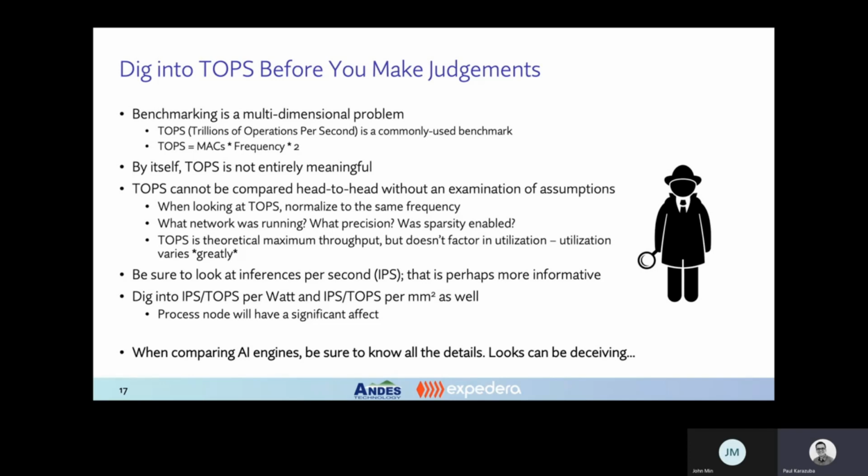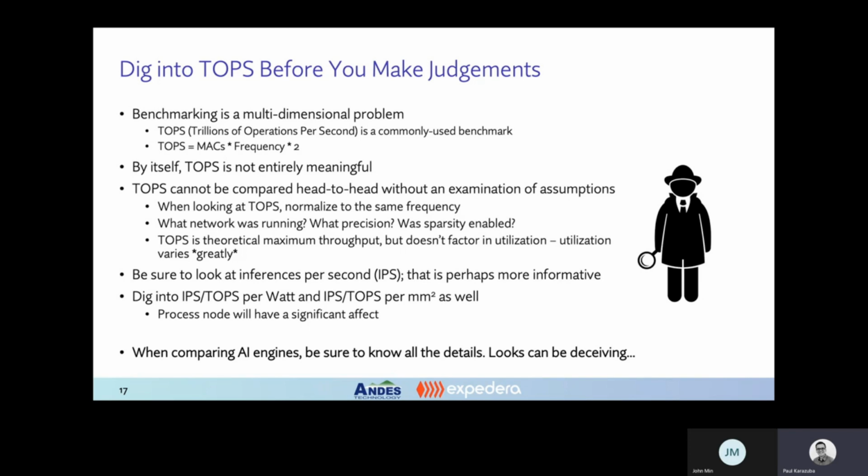You also want to look at what network was running. Certain networks require more TOPS, are not as efficient. You want to look at what precision was used at the data running within the network. Of course, was sparsity enabled? If you run 30% sparsity, you're going to have a higher TOPS because you're not processing as much. You really need to look at that. And let's also look at one more factor here. TOPS is a theoretical maximum throughput, but it doesn't actually factor in the utilization. And utilization varies greatly across AI accelerators.